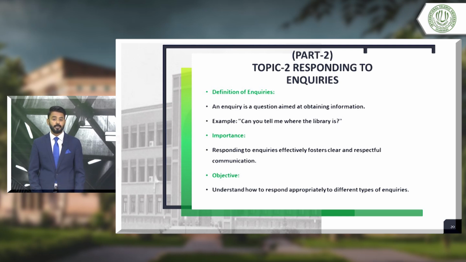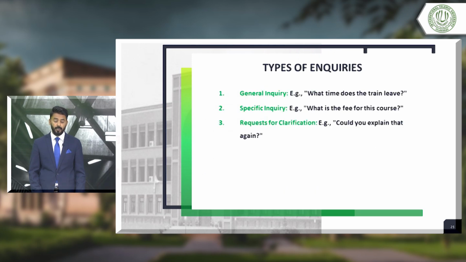The problem is that there can be different types of inquiries, which we will study in the next slide. But you must make a difference between those types of inquiries, and you need to learn how to respond to those different types of inquiries. Now, what are those three types of inquiries? Number one, general inquiry, which is about a very general thing, such as what time does the train leave, or what time the train comes.